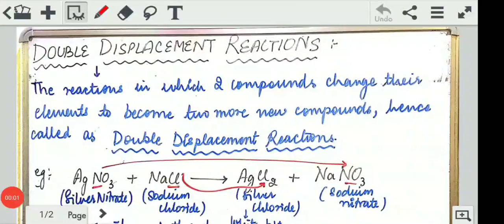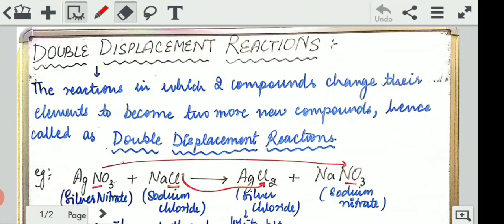Hello students, in the previous video I taught you about displacement reactions. So this video is about double displacement reactions. As the name suggests, double displacement means that displacement is occurring two times, right? The name suggests this meaning itself, and somewhat it is related to that only. Displacement and double displacement reactions are most common, with only a little difference between them.